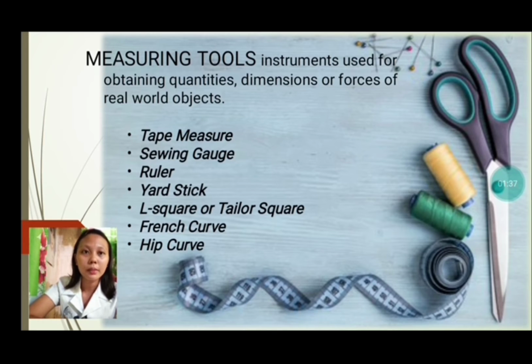Let's start with measuring tools. It is an instrument used for obtaining quantities, dimensions, or forces of real-world objects. From the word measuring, it talks about numbers. As such, measuring tools help you get an exact measurement or dimensions of an object, for instance, if you are going to draft a pattern. Under the measuring tools, we have the following. First, we have tape measure, sewing gauge, ruler, yardstick, L-square or Tailor's square, French curve, and hip curve.